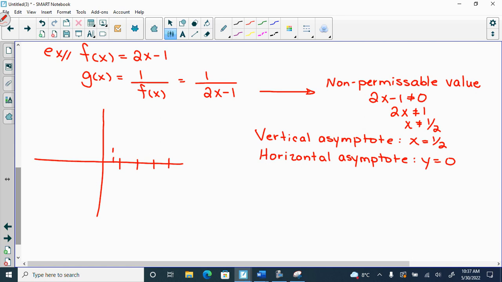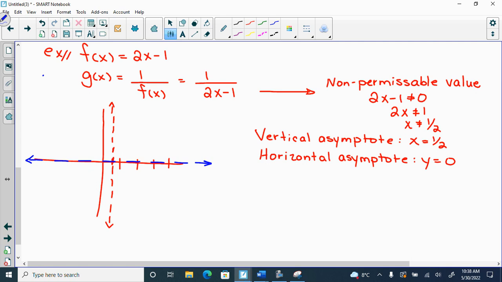at x equals, let's pretend that's right in the middle, it's not very good. At x equals a half, I would have a vertical asymptote. And at y equals 0, I would have a horizontal.